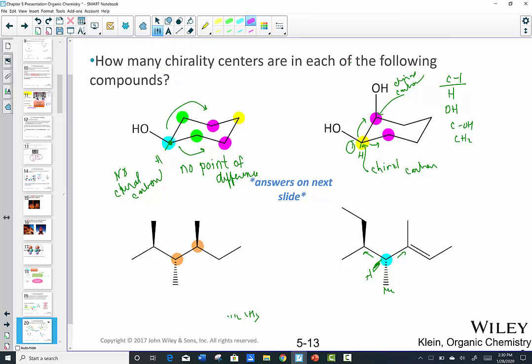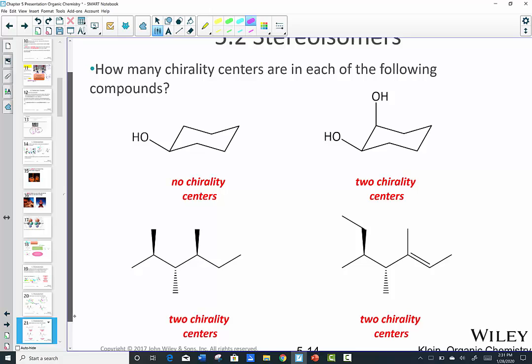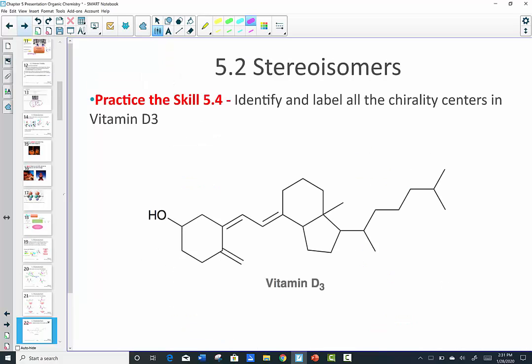Examine this one. Are those 4 unique attachments, knowing the 4th is a hydrogen? Absolutely they are. 4 unique attachments. A methyl, an ethyl, a hydrogen, and a long carbon chain. So that again has 2 chiral centers. How'd you do locating those? We decided the first had no chiral centers. The second had 2 chiral centers. The third had 2 chiral centers. And this also had 2 chiral centers. It's just a practice skill, and the more you practice, the faster you get at recognizing those.